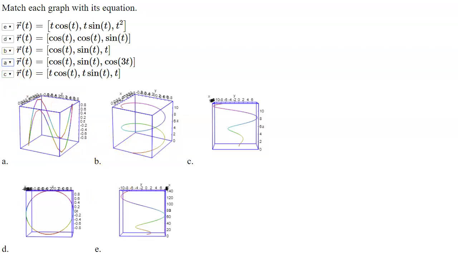Right, so that's the idea of how to do this matching. You want to look for that cosine and sine pair to look for rotations. You want to see, are they being multiplied by t? So is the radius going to be changing? And then look at how the other component, like in this case the z component, is changing relative to the radius.